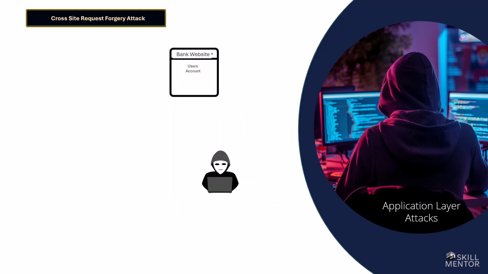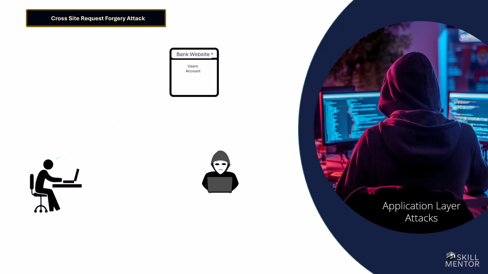The final attack is a cross-site request forgery attack. Cross-site request forgery is a type of malicious attack that tricks authenticated users into performing unwanted actions on web applications without their knowledge or consent. Cross-site request forgery attacks exploit the trust between a user's browser and a target website to make unauthorized requests on behalf of the user.